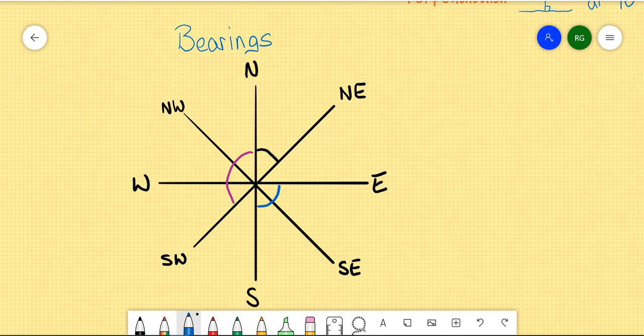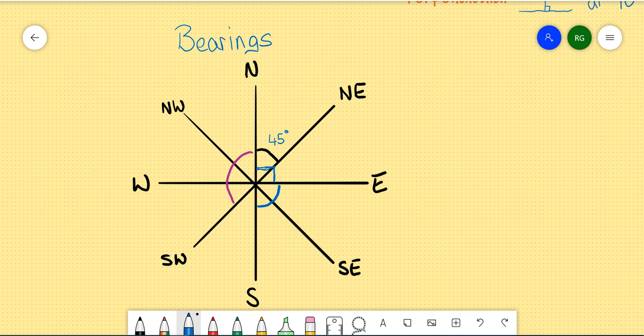So often when we draw a bearings map, we have north pointing up, east to the right, south down, and west to the left. What's really important to note is that these are at 90-degree angles. From north to east is at 90. So naturally, what do you think north to northeast would be? That one is therefore going to be 45 degrees, half of 90.